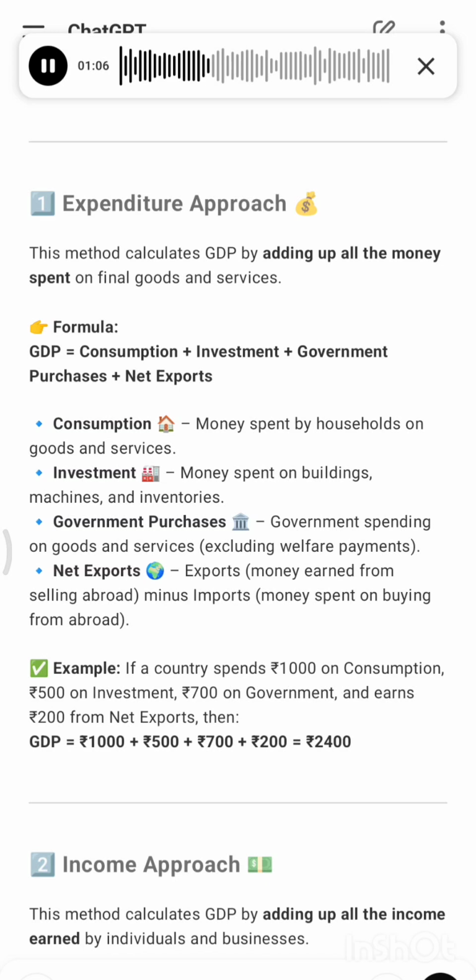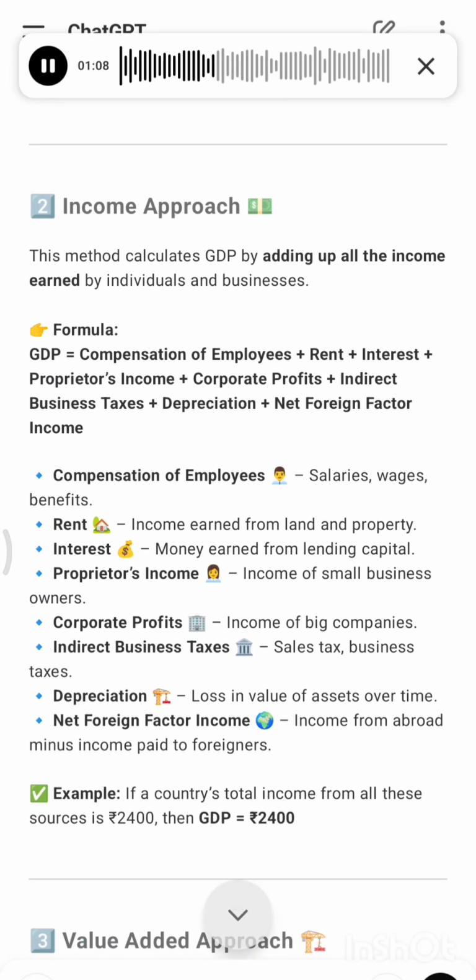2. Income approach. This method calculates GDP by adding up all the income earned by individuals and businesses. Formula: GDP equals compensation of employees plus rent, interest, proprietor's income, corporate profits, indirect business taxes, depreciation, net foreign factor income.